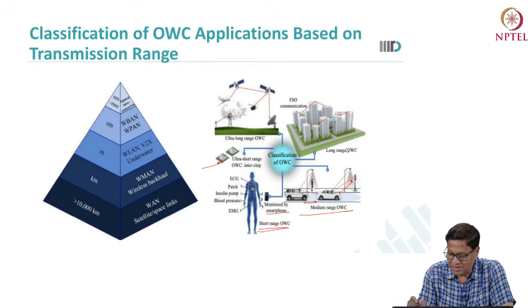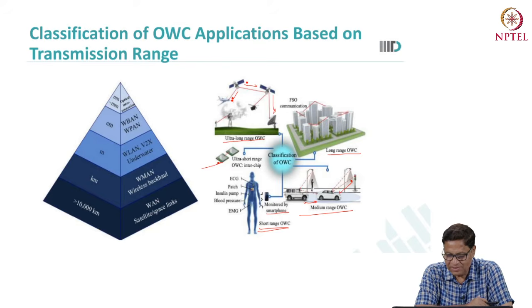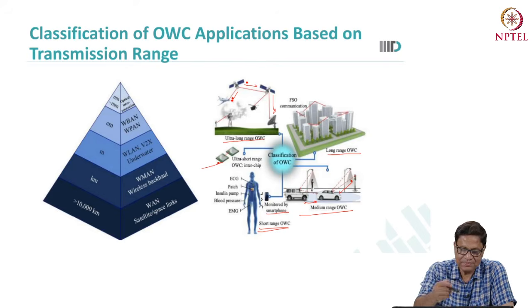And this is an example of long range, connecting two buildings, which could be 1 or 2 kilometers away, where laying of fibers is an issue. And this is an example of ultra long range, that is satellite to satellite communication, satellite to aircraft communication, and you can have satellite to ground communication. So basically it covers all facets of communication.